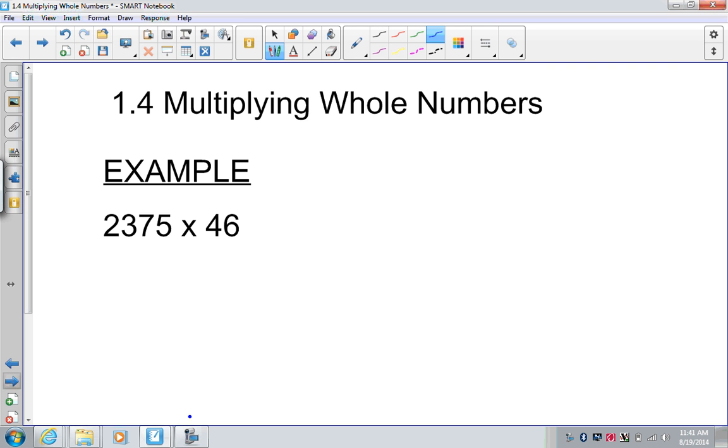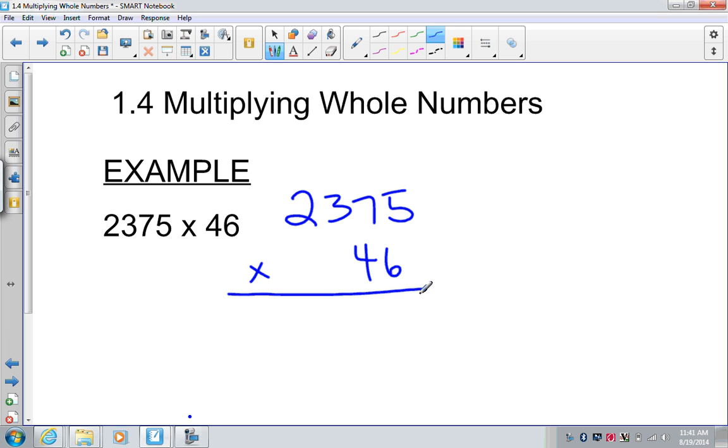Similar to adding and subtracting, we want to line up our place value. So I'm going to write my 2,375. I'm going to line them up vertically. Times 46. 4 is going to line up in the 10s spot, 6 in the 1s spot. Okay, when we multiply, we start with our bottom number furthest to the right. So I'm going to look at my 6.